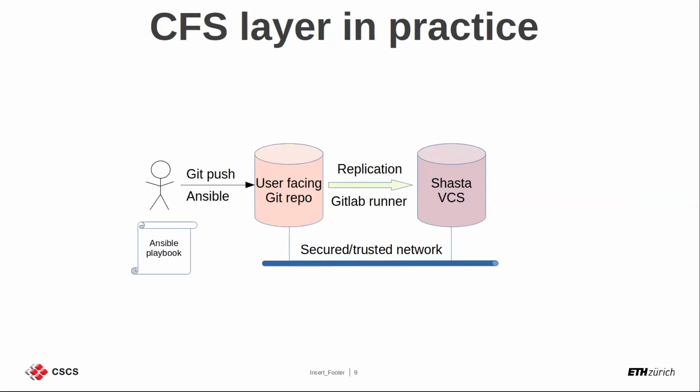Important here, as of today, we need to make sure that the user-facing Git repo, which is the Git repo that the user is pushing the Ansible scripts to, needs to live in a trusted network, okay? Because what he pushes is going to be replicated into Alps.